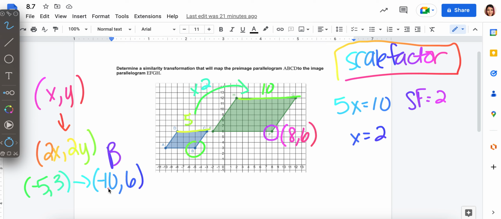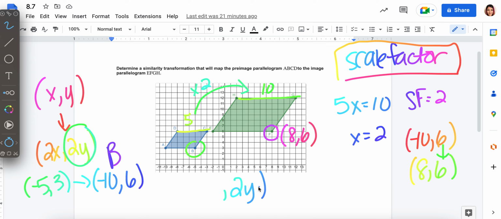8, 6. Well, we're at -10, 6, and we need to get to 8, 6. Well, how do I get there? So if I'm at -10, 6 after applying the scale factor and I need to get to 8, 6, how do I get there? Well, the y doesn't do anything. So for my y, I'm just going to do the 2y. So that's my rule there. So 2y, because I don't translate it at all. So the first thing we do is 2x, 2y.